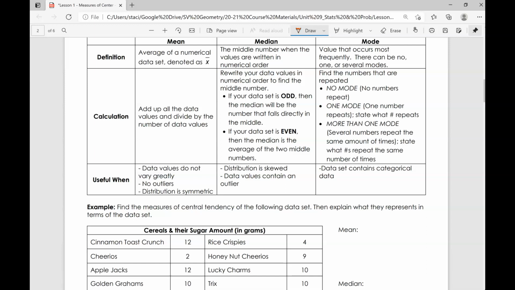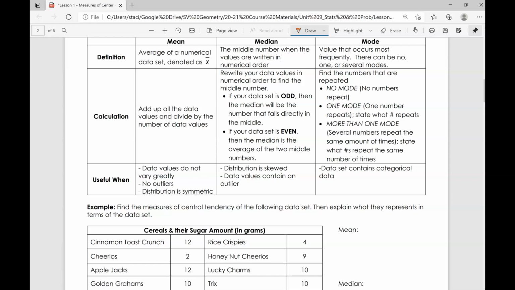Now, our median is the middle number when we write our numbers in order. The median is best when our data is skewed, because if we just want to find the middle number, it'll eliminate any outliers that I might have in my data set. When I want to calculate my median, there are two ways I can do it. If my data set is odd, then it's really easy to find the middle number, because you will have a middle number. But when our data set is even, we take the two middle numbers and average them together to find the median.